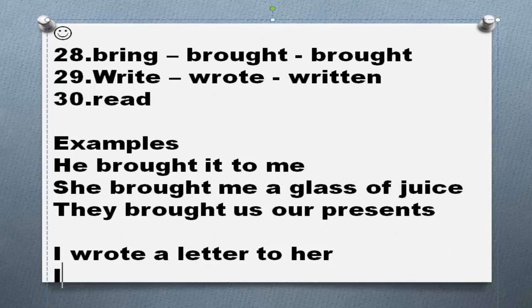Далее. Я записал это. Записывать – фраза write down, или по-другому фразовый глагол. I wrote it down. Я записал это.